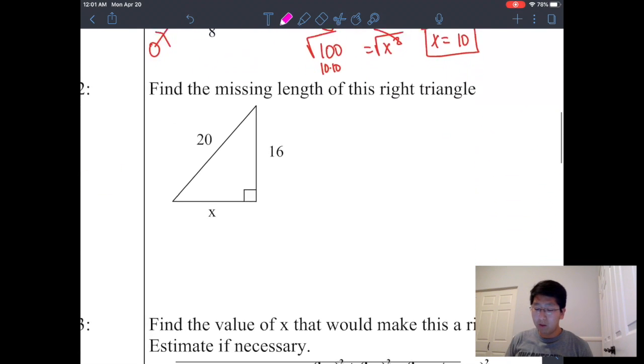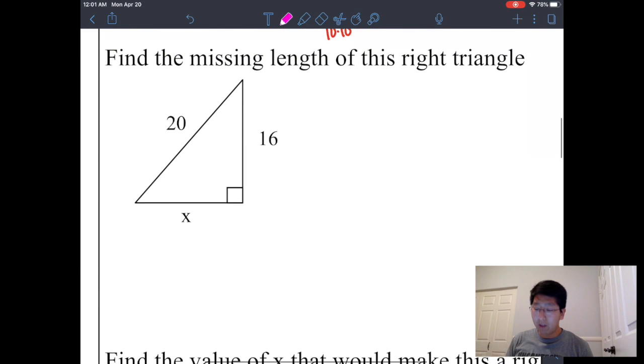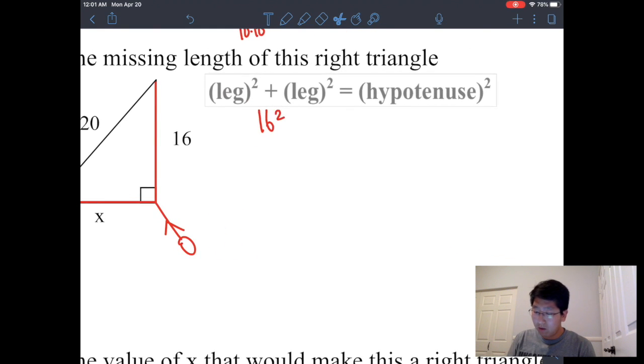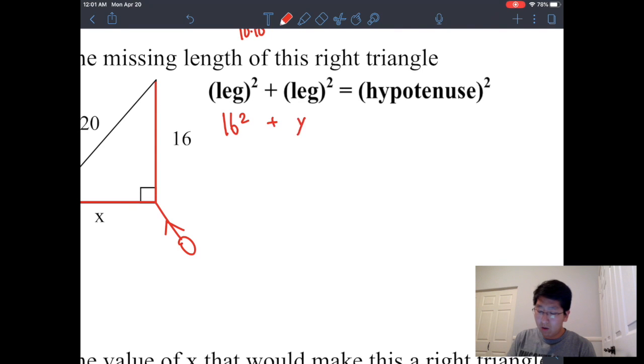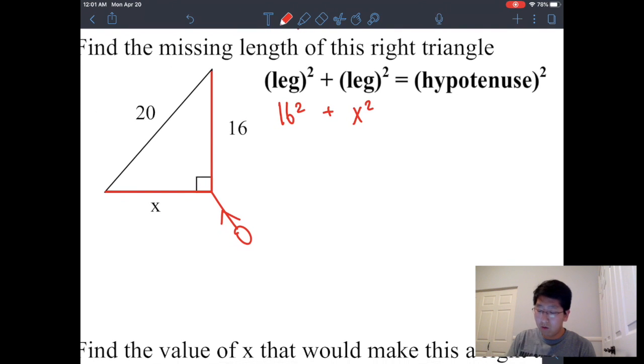We're going to do the same thing with the second one. We're going to find the missing length of this right triangle. In order to do that, we need to find the crotch. Here are our legs, 16 and x. Okay, so we have 16 squared plus x squared equals, the hypotenuse right here is 20. So plus 20 squared.